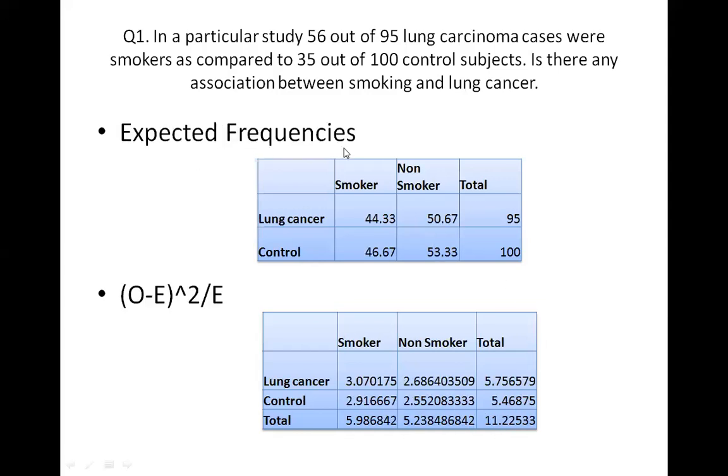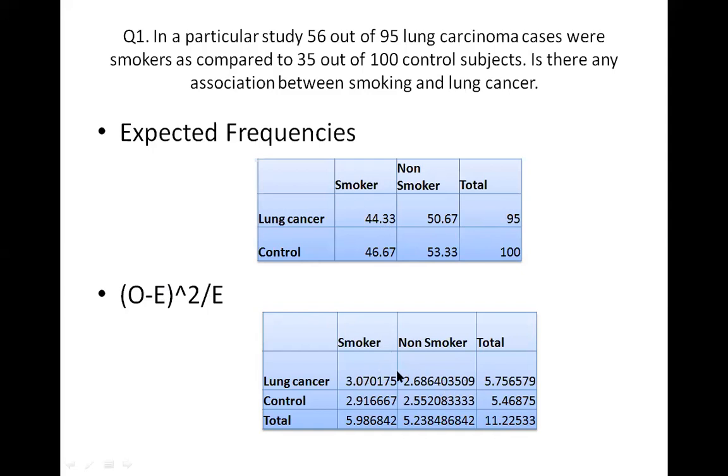The expected frequencies, which I have calculated using the formula as the row total into column total divided by grand total. These are the expected frequencies. This is the approach for chi-square calculation.